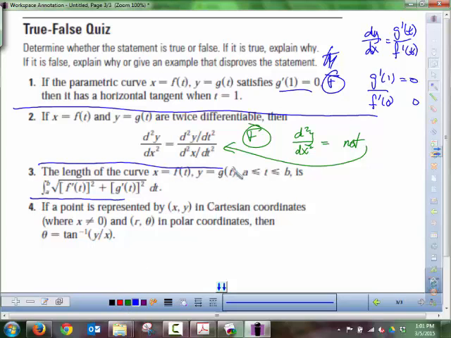All right, the third one. The length of a curve, where x is equal to f of t and y is equal to g of t from a to b, is equal to this integral from a to b of the square root of f prime squared plus g prime squared dt. True or false?